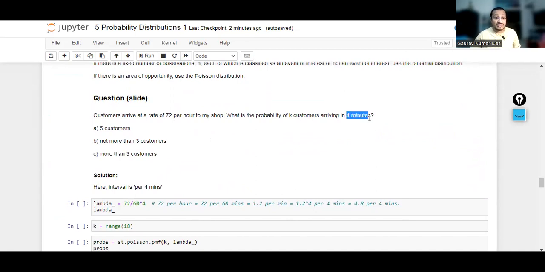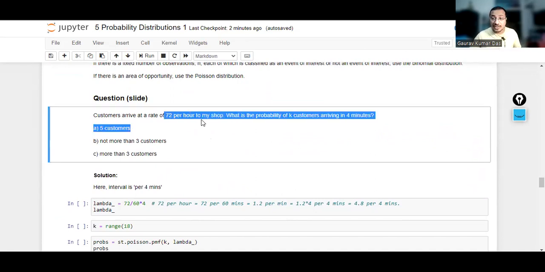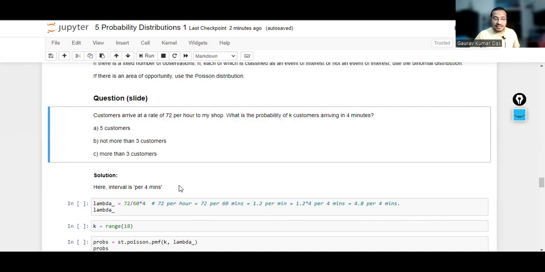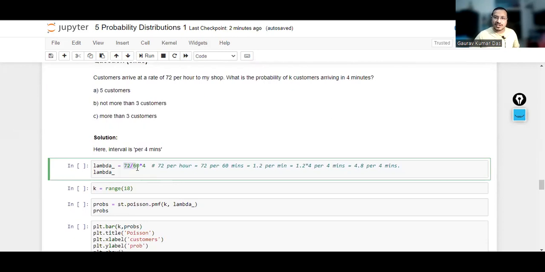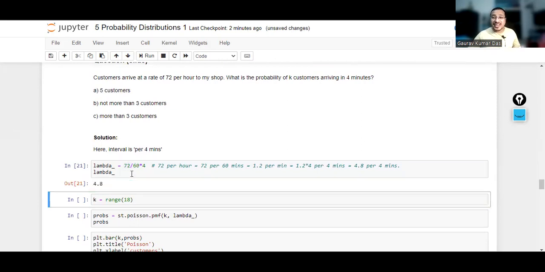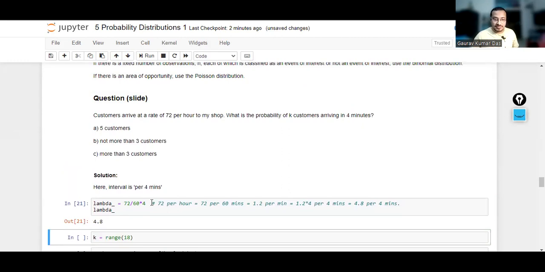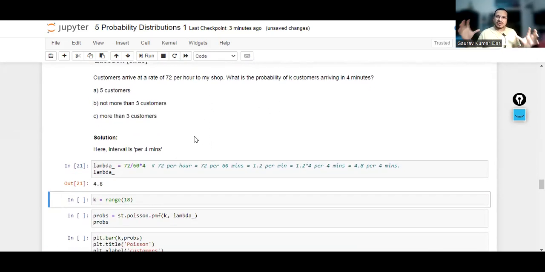So 4 minutes is my interval. So I have to convert this 72 per hour to some value per 4 minutes. I've already explained this in the previous video when I was explaining the slide, the theoretical part. So it will be 72 divided by 60 will give us per minute, times 4 will give me that quantity per 4 minutes. So lambda will be 4.8 customers per 4 minutes. All right. Now let's first look at the plot of the probability distribution function. Then we'll solve all these individual questions, which are very easy.